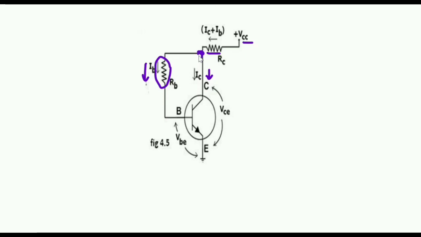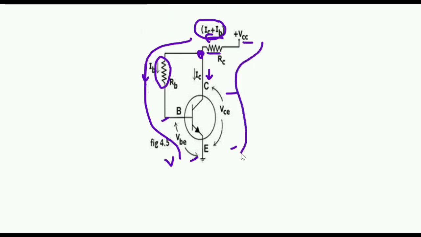Apply KCL at this node, then we can find that the current through the RC resistor will be IC plus IB, and we know these two voltages, that is VBE and VCE. This is all about the circuit, and this is the input loop, and this is the output loop of this collector to base biasing circuit.